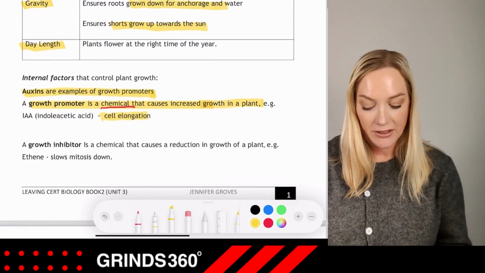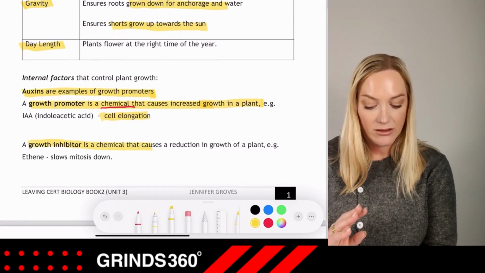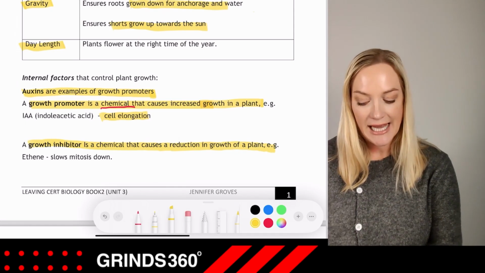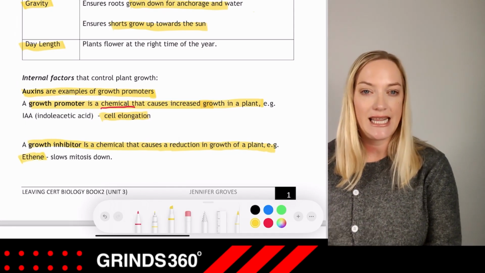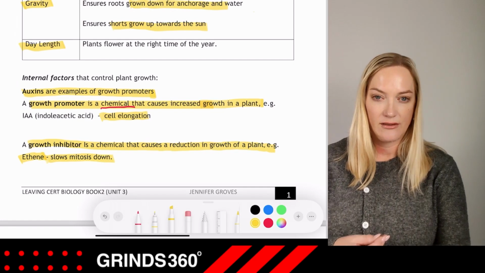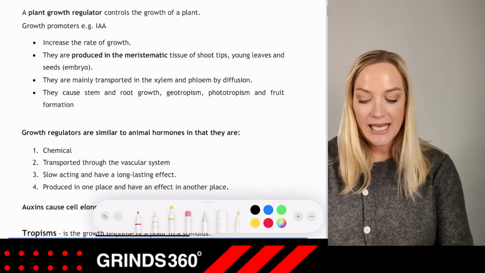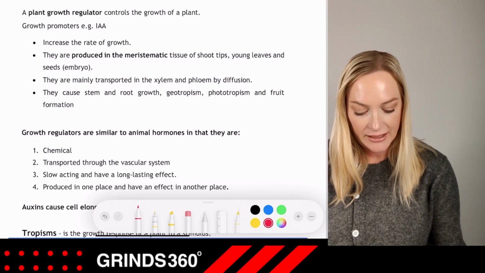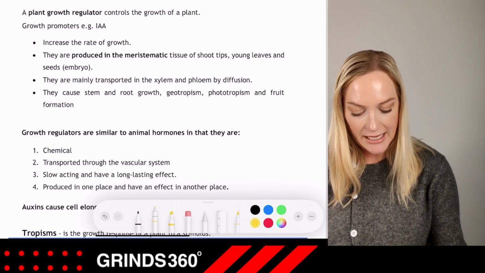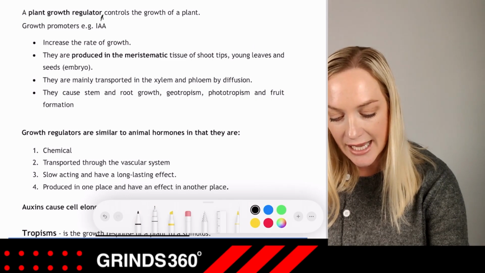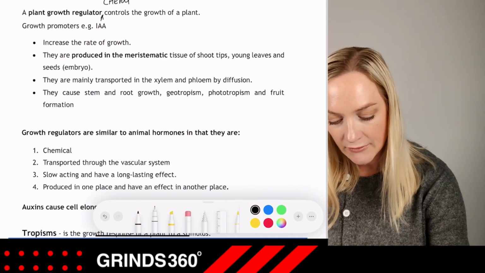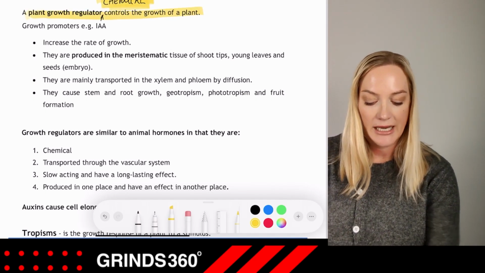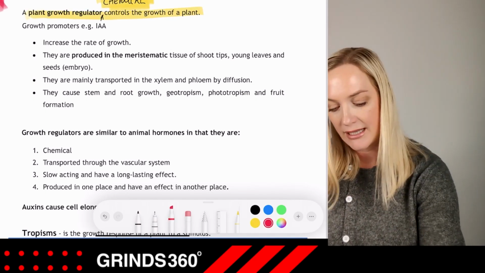A growth inhibitor is a chemical that causes a reduction in the growth of a plant. And an example of this would be ethene. And ethene slows down mitosis. Now, a plant growth regulator. This was asked in the summer. A plant growth regulator is, and I've forgotten this word, so if you have the notes, please add it in. It is a chemical that controls the growth of the plant. You must include the word chemical there.